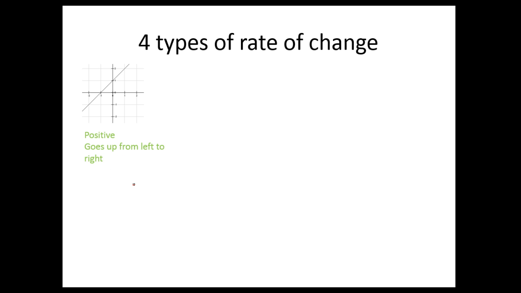Next kind, it's going downwards from left to right. So imagine you're starting at the y-axis. Imagine this is your bank account. From left to right, it's going up. That's positive. That's a good thing. You want money in your bank account. This one's going down. That's a bad thing. That's negative. You don't want that.